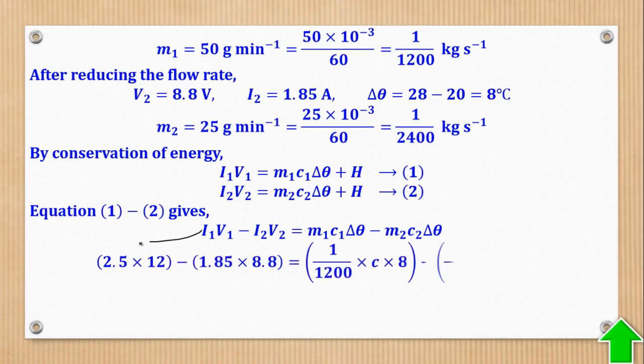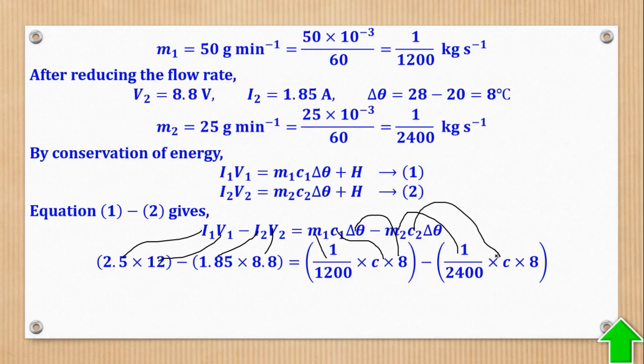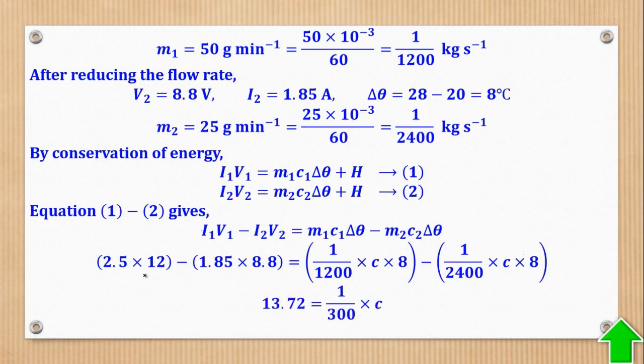Then you substitute I1 V1, I2 V2, M1. Now C1 is C, and change in temperature is that. M2 is that, C1 because it's the same liquid. So it is C because it is the same liquid. Change in temperature. Then simplify, this gives you that, and this gives you that. So you make C the subject to come up with the specific capacity they wanted.